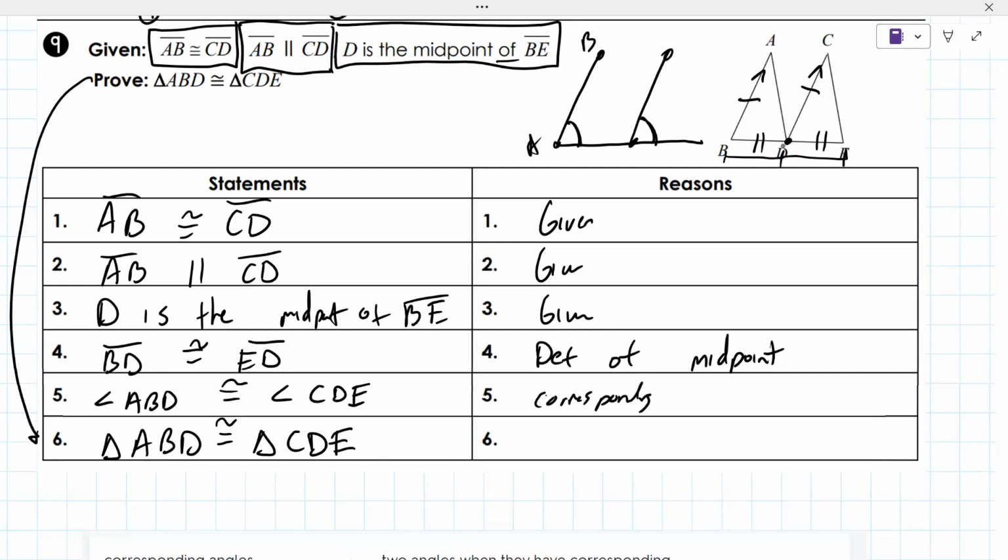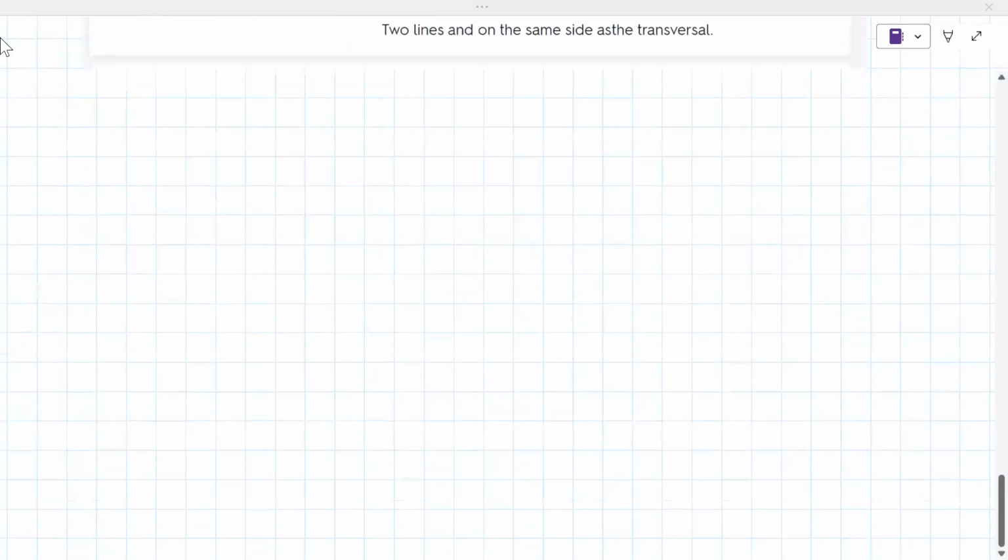So now what is it that makes these two triangles congruent? Is it SSS or SAS? SAS. It's SAS. All right, so let's see if we can quickly do 10 here in the short amount of time that we have left.